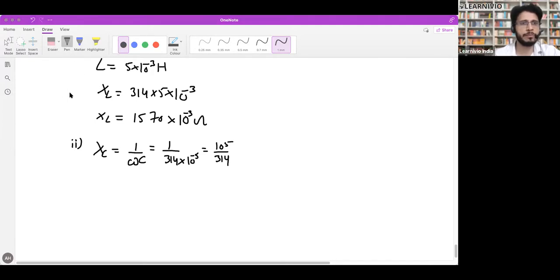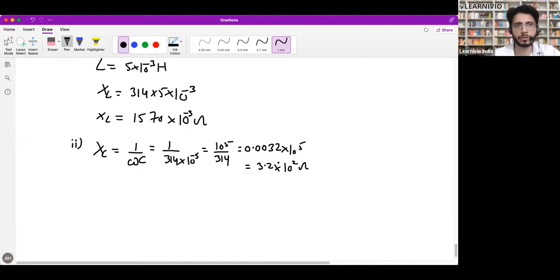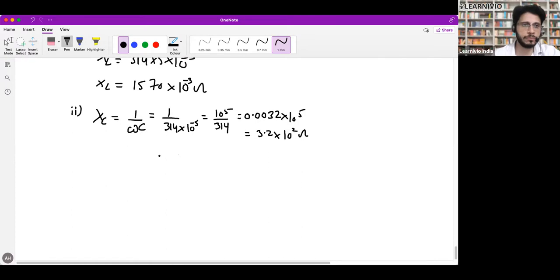1 divided by 314 is 0.0032, right? So it's 0.0032 into 10 raised to the power 5. That comes out to be 3.2 into 10 raised to the power 2. So that is for part 2.